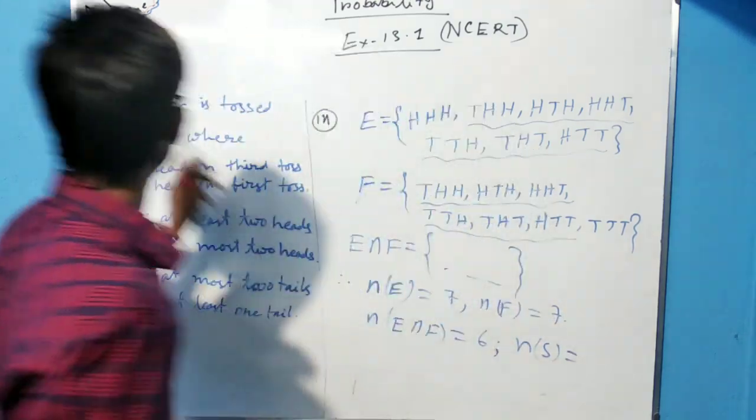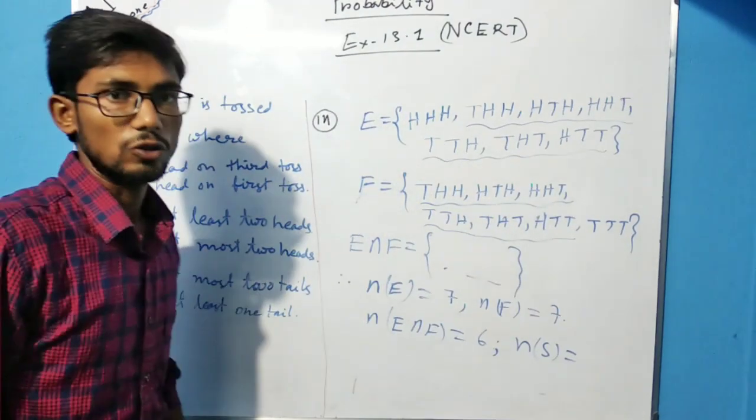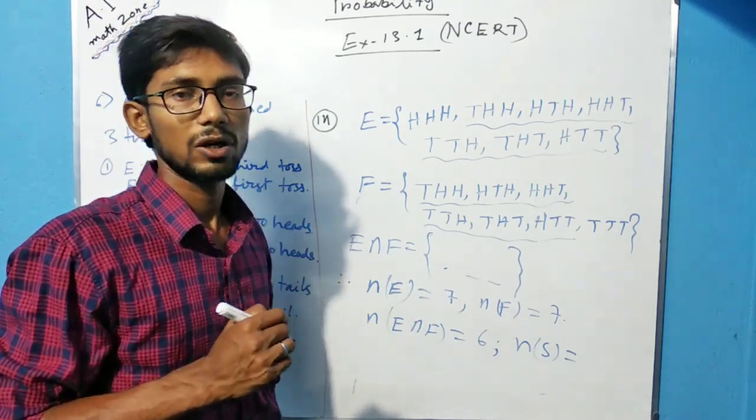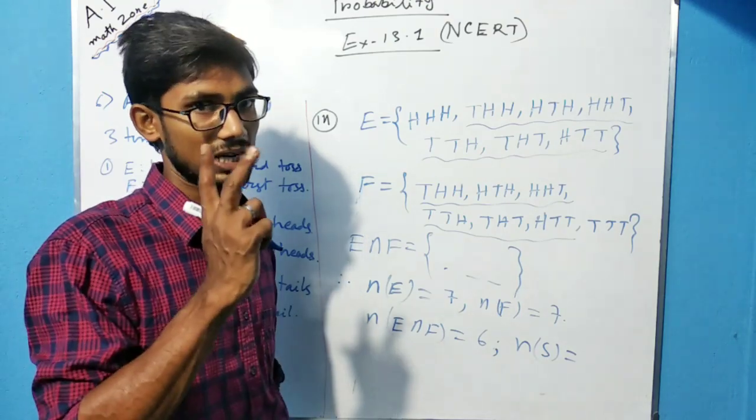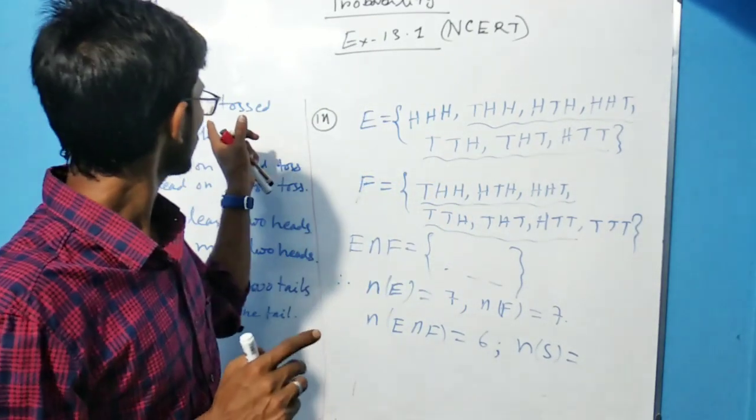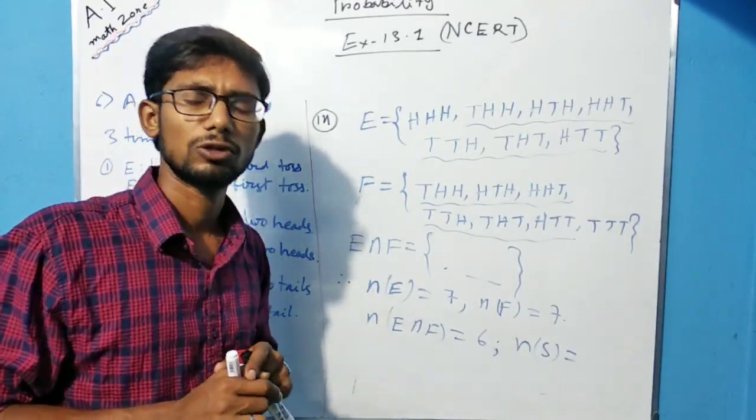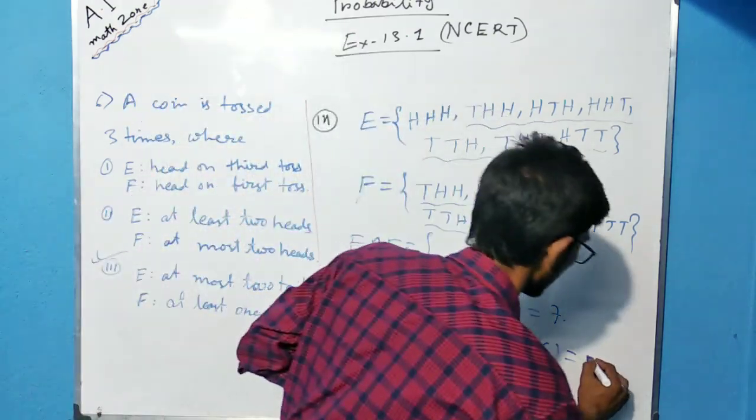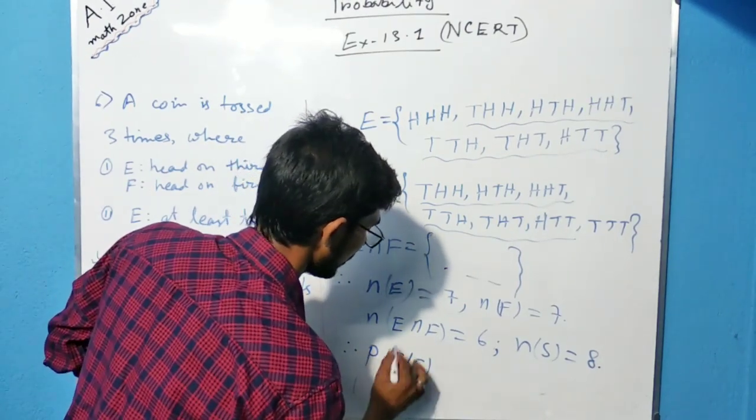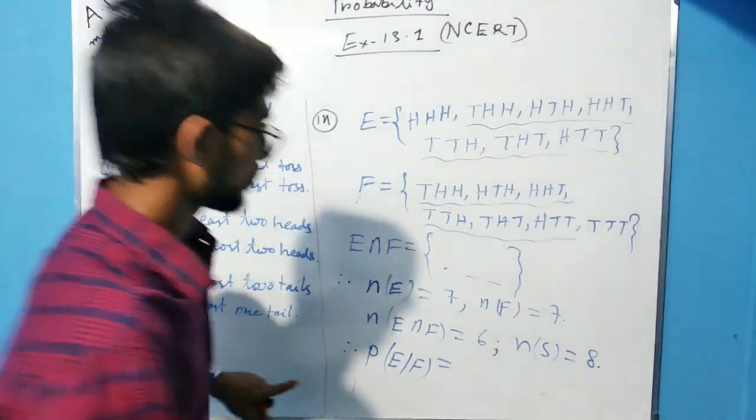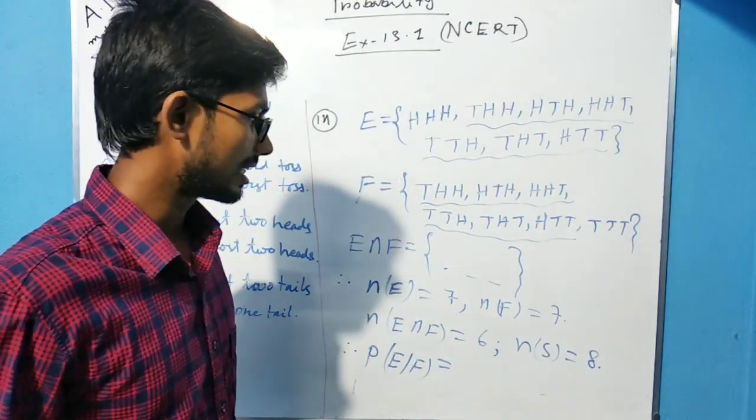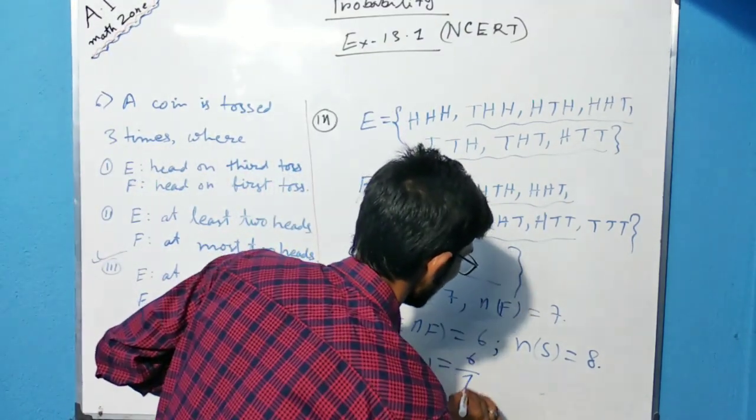And cardinality of S is equal to, see here, a coin is tossed 3 times. When a coin is tossed 1 time, the number of elements in the sample space is exactly 2, right? So when you are tossing a coin 3 times, the number of elements will be 2 to the power 3, that means 8. Therefore, the probability of E by F is equal to cardinality of E intersection F divided by cardinality of F. That means 6 by 7.